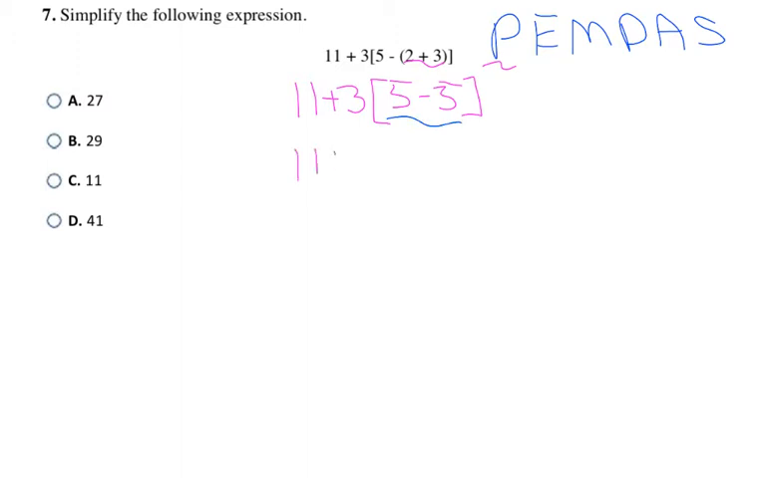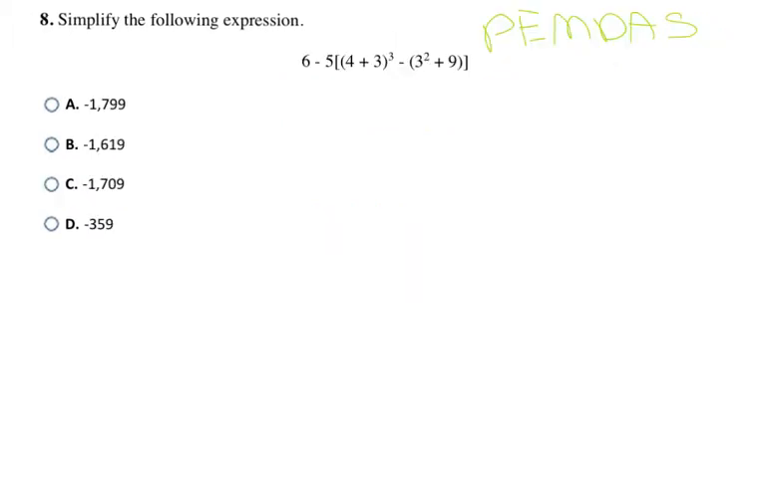So I'm going to have 11 plus 3 times that 0. So now I don't have any more parentheses, so I'm done with parentheses. I don't have any exponents, so I'm done with exponents. And now I'm going to do multiplication and division left to right. I have this multiplication, 3 times 0, which is 0. And then I have 11 plus 0, and 11 plus 0 is 11. So that's going to make my final answer choice C.